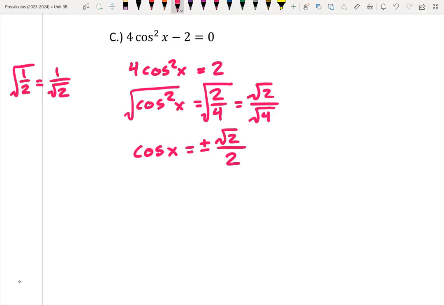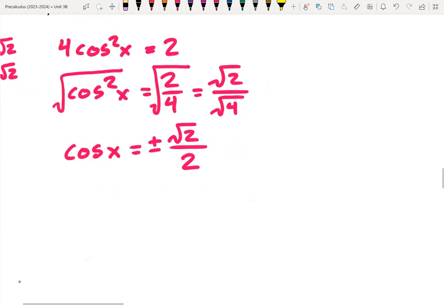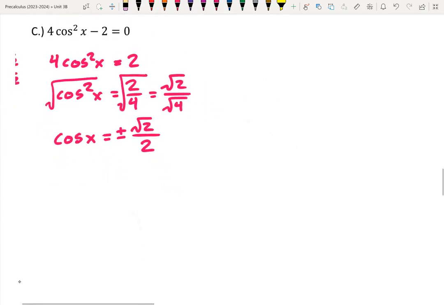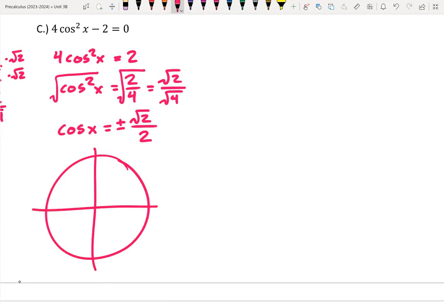And that is not wrong, but it doesn't look like what's on the unit circle. To get it to look like what's on the unit circle, you have to rationalize the numerator, rationalize the denominator. So that would become square root of 2 over the square root of 4, and guess what? That is exactly what we have right here without the reducing. But regardless, one way or the other, we get to here. All right, on the unit circle, where does that happen?